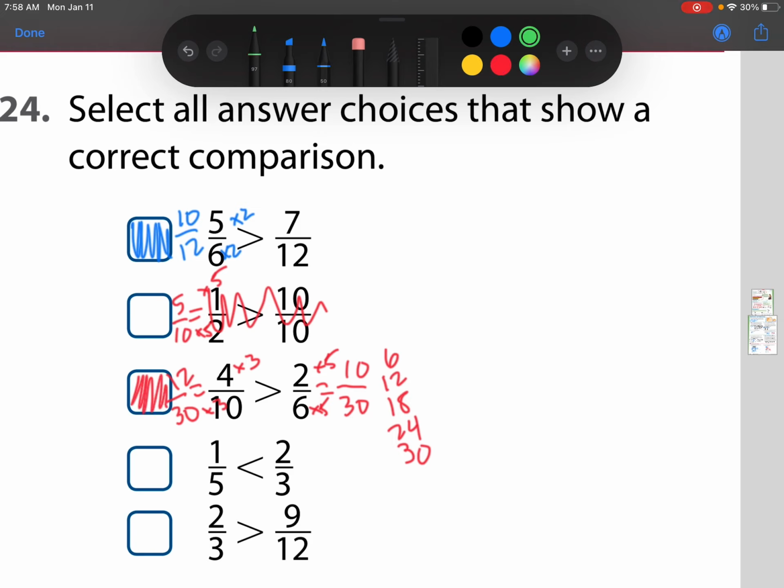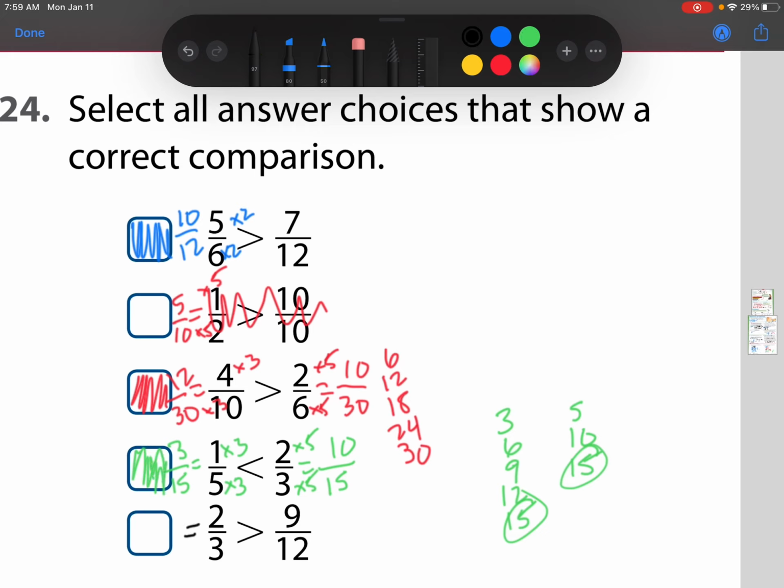Our next one, we'll switch this to green. We're going to make my list of multiples, so that's 3, 6, 9, 12, 15, 5, 10, 15. So 15 is my least common multiple. So this was times 5. So that's 10. This was times 3 for 3 15ths. So 3 15ths is less than 10 15ths. And our last one, I've done this so many times, I know 3 is going to go into 12, because I multiply it by 4. 8 twelfths is not bigger than 9 twelfths. So there you have it. We have these three.